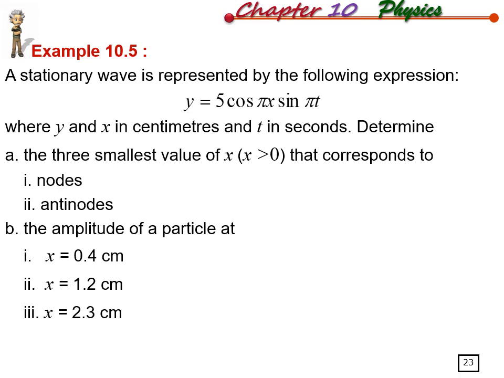Okay, so a node will be the line or point where you will have minimum value. Node means null, none, not available. Where antinode you will get maximum value. And then for part B, they want to calculate the amplitude of a particle at given locations: x = 0.4, 1.2 and 2.3.